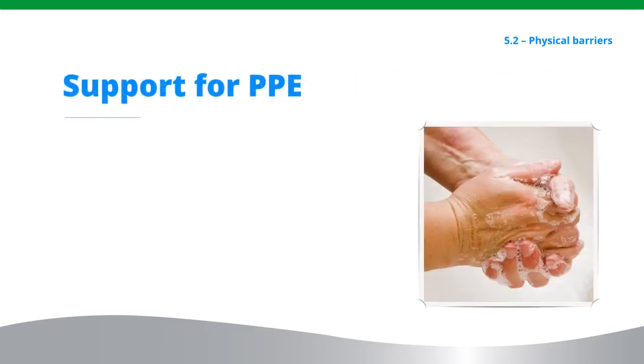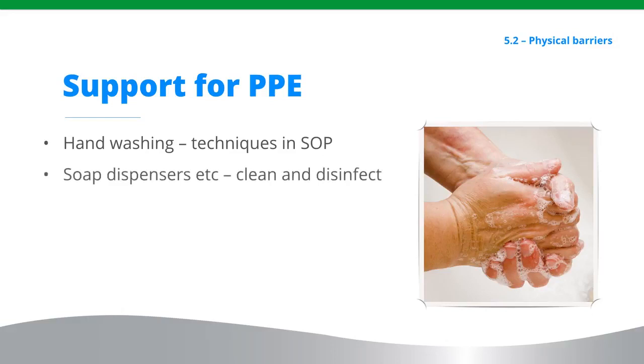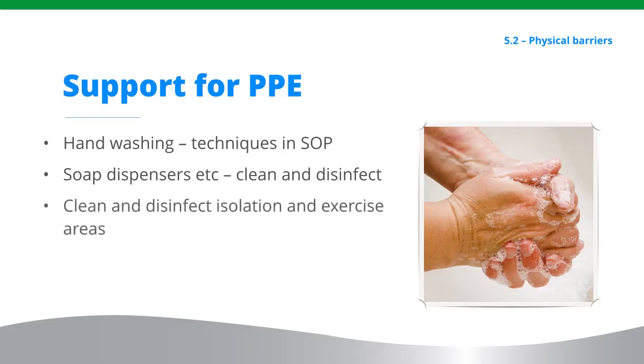PPE alone is not enough. There is no substitute for effective personal hygiene. Frequent hand washing has already been mentioned in a previous section, but the technique has not. A separate guide to effective surgical-style hand washing can be obtained from Medimark Scientific, and effective protocols should be incorporated into the SOP. Equipment such as liquid soap dispensers should be regularly cleaned and disinfected with a separate solution to the formula contained in the dispenser.